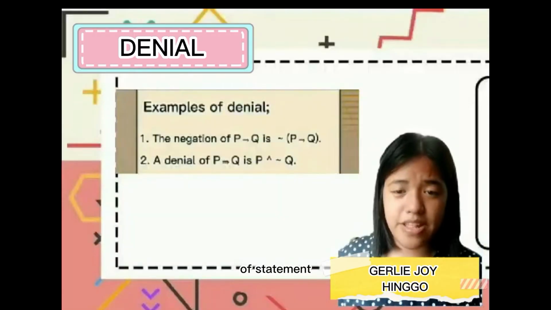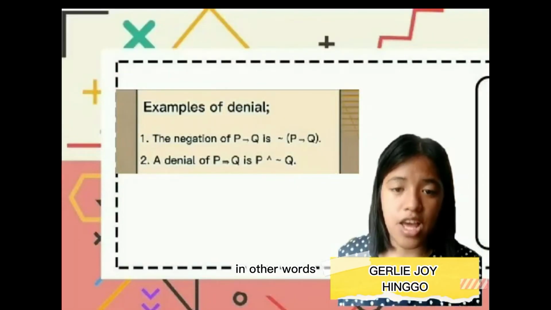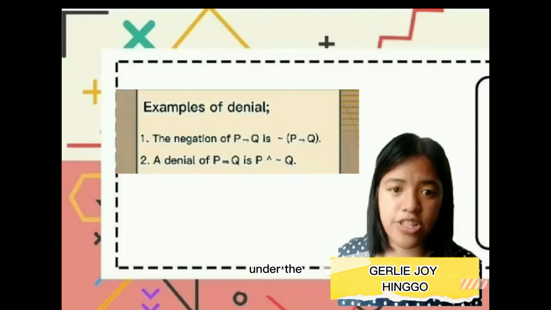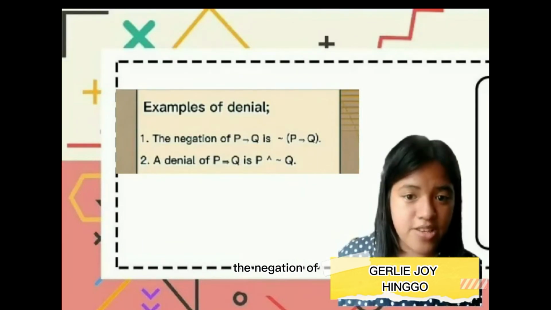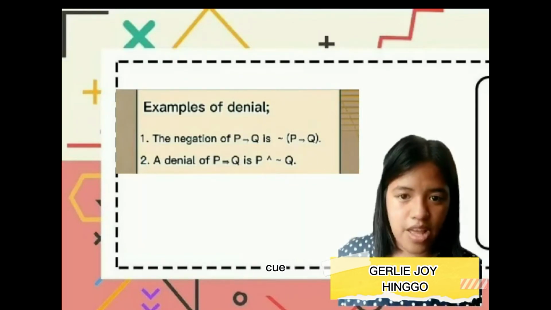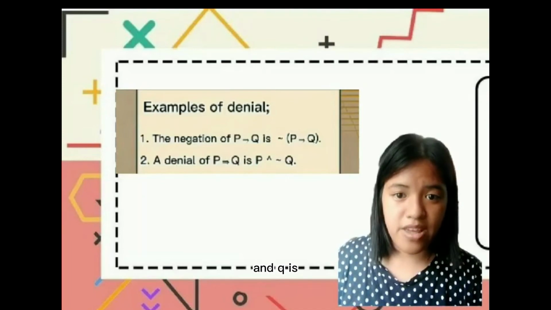A denial of a statement is the negation of any form of the statement. In other words, a denial is the process of forming the contradictory of the given statement. A denial is a statement equivalent to the negation of a statement. Example 1: the denial of P is Q is not P then Q. Example 2: a denial of P then Q is P and not Q.